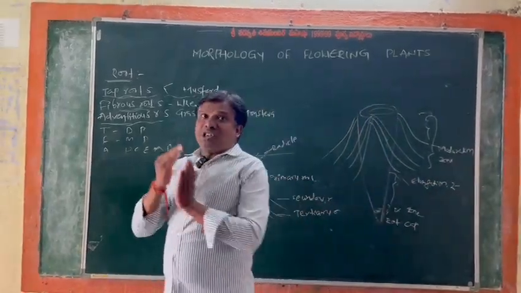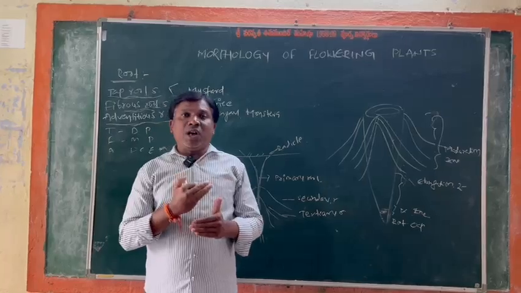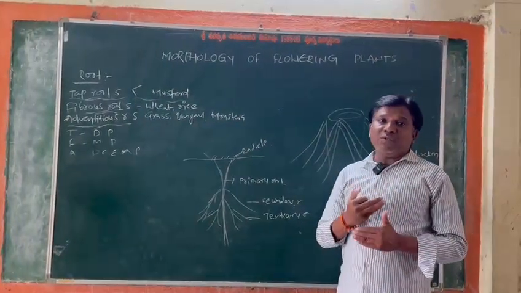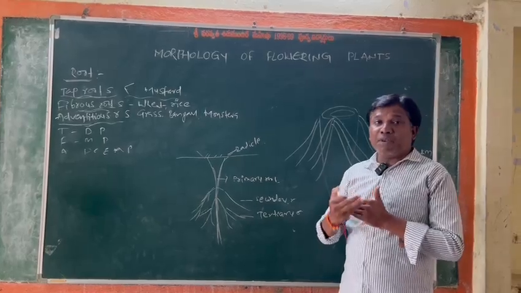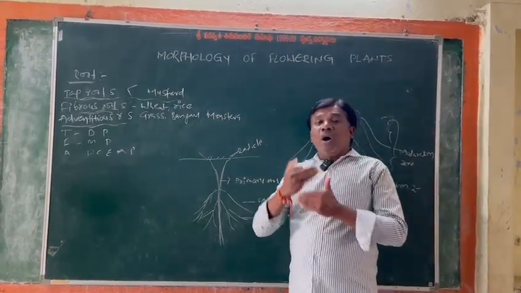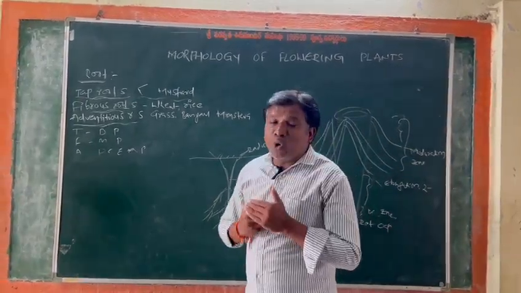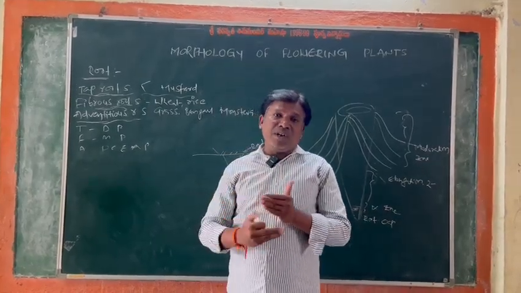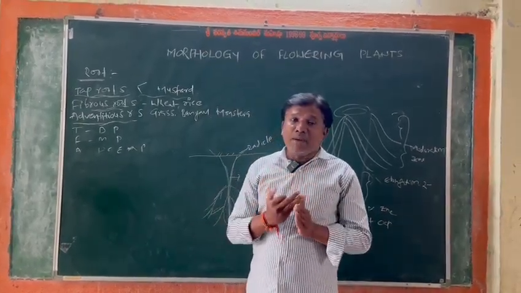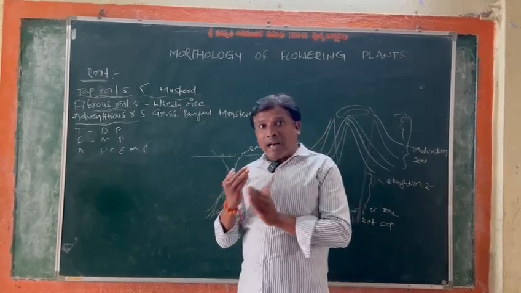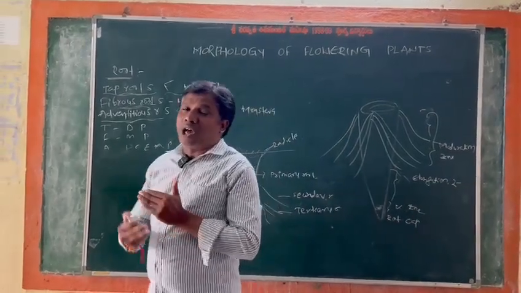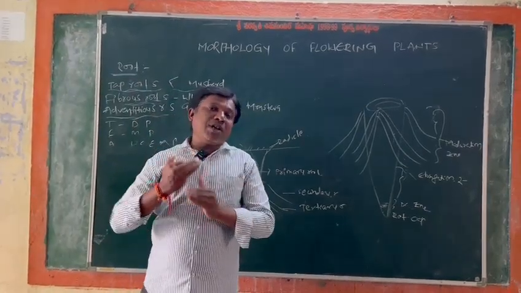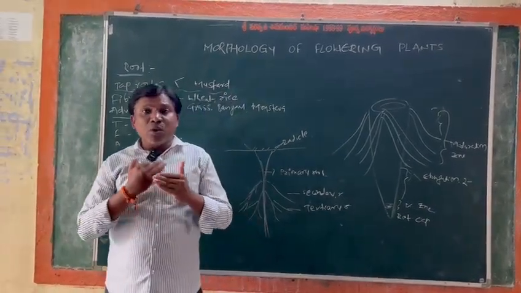In the taproot system, the primary root is formed from the radicle. The second one is the fibrous root system. Fibrous root systems are commonly found in monocot plants. In monocot plants, the primary root is short-lived. The primary root is very short. A large number of thin, thread-like branching roots develop from the base of the stem. Such a root system is known as the fibrous root system.